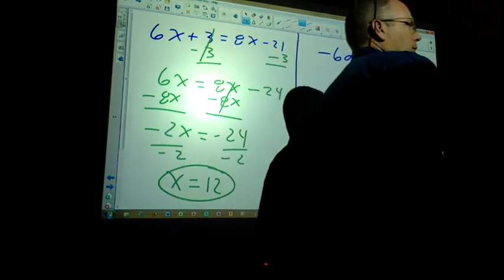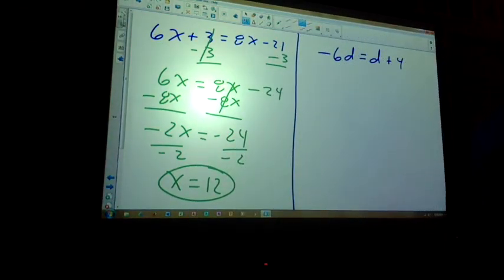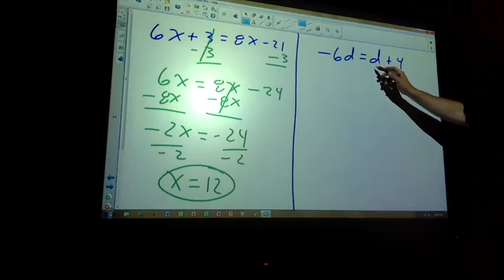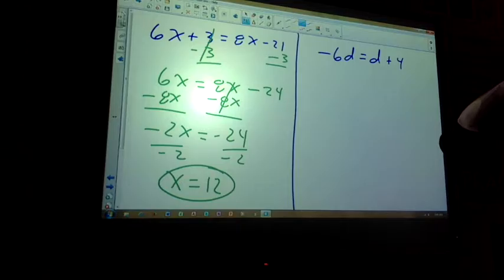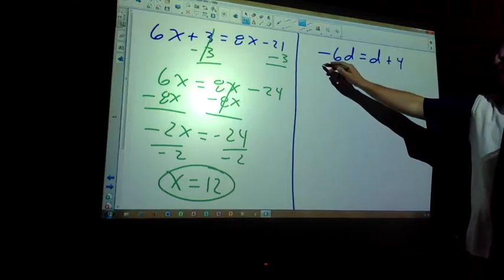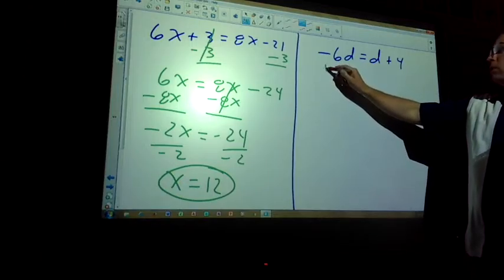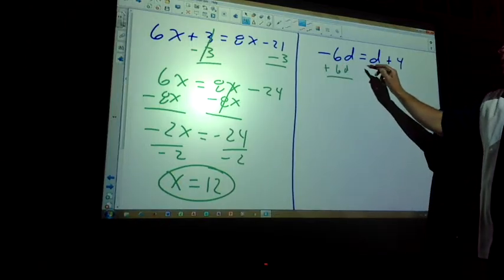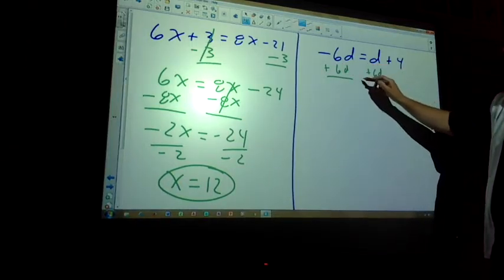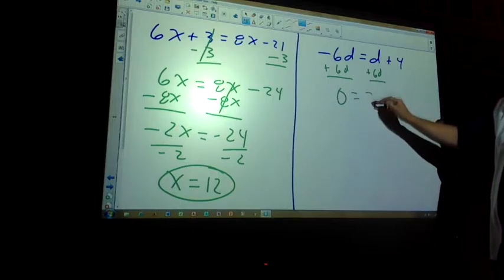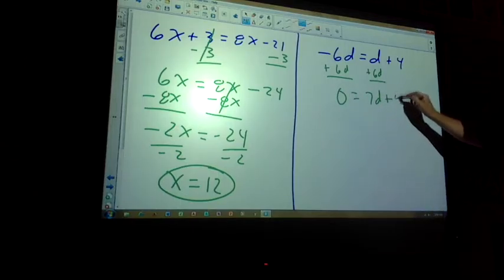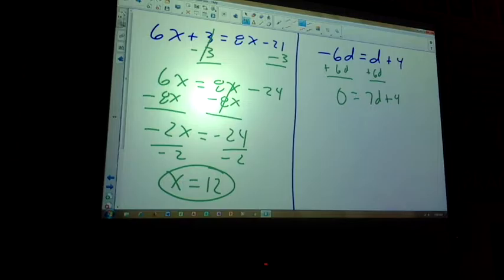What about the second problem? This is just to the right of it. Add d. Add 6d. Or subtract d. Add 6. Some people might think this. Hang on. So I get 0 is equal to 7d plus 4. Am I done? No. Subtract 4.